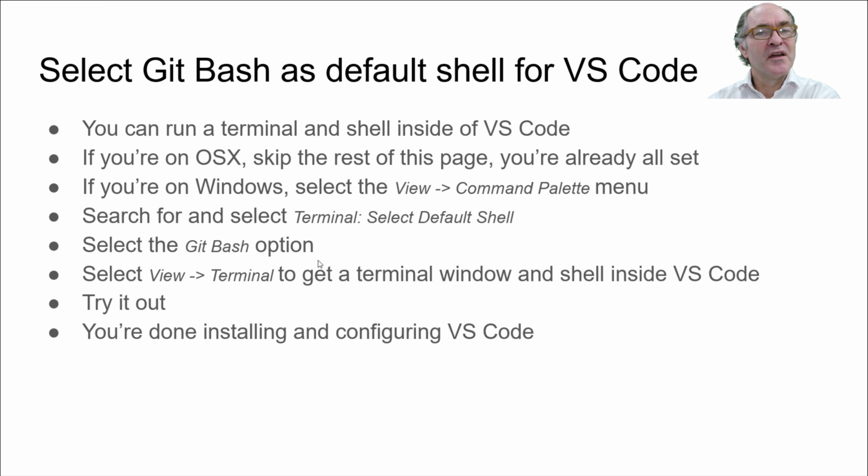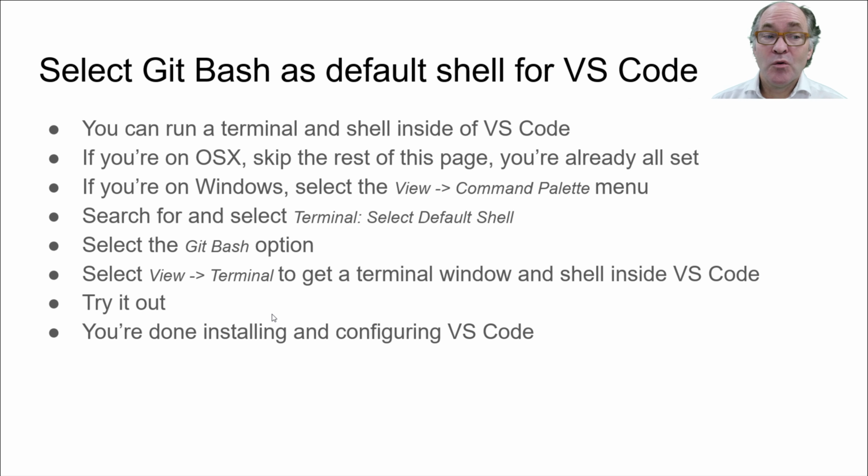One last little convenient thing to set up inside of VS Code is to configure VS Code so that when you ask for a terminal window inside of VS Code, you get a bash shell running in the terminal window, rather than some other shell program. You're kind of hip to bash at this point, so let's configure VS Code so that when you ask it to launch a terminal within VS Code, you get a bash shell running inside of the VS Code terminal window. If you're on OS X, you can skip the rest of this page because you're already all set. If you're on Windows, here's what to do.